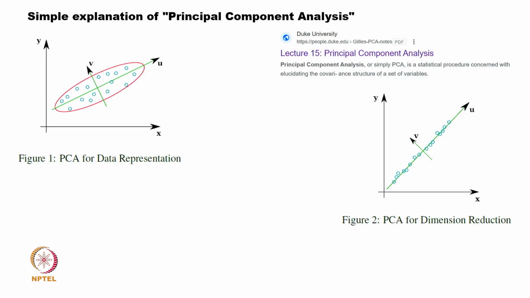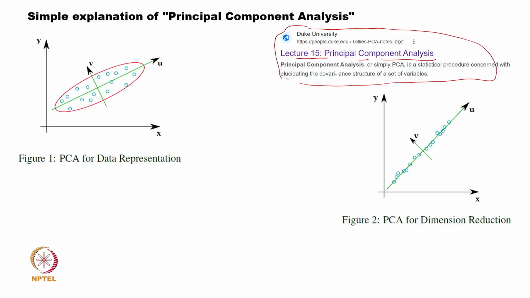Now, I will try to give a simple explanation of PCA, and the literature also indicates that Duke University has, on their website, lecture 15 on principal component analysis. Basically, they have tried to teach this topic in a very simple manner. What they say is that many times we have scattered data plotted on an x and y graph, and you are able to see dots, or say hollow circles, and these are the data.